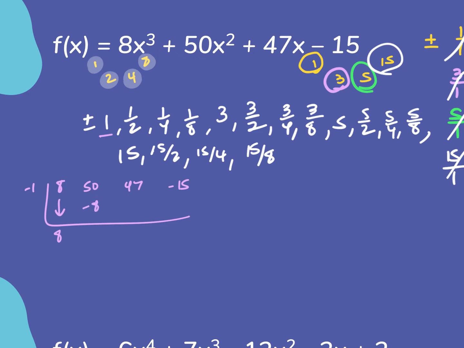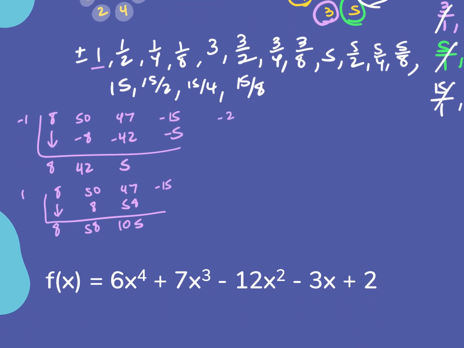8, 50, 47, -15. I bring down the 8. Multiply it, put it in the next column, add it. Multiply it, put it in the next column, add it. Multiply it, put it in the next column. It's not going to be 0. So I go to 1. Bring down the 8. 8, 58, 58. No way this is going to be anywhere close.